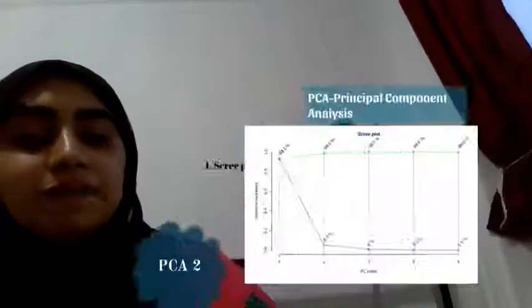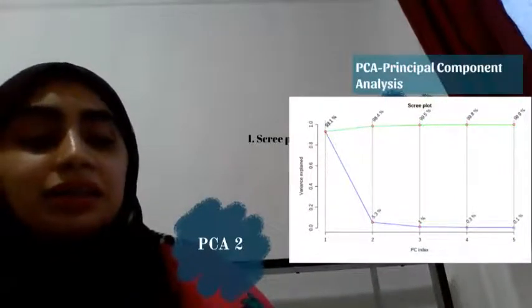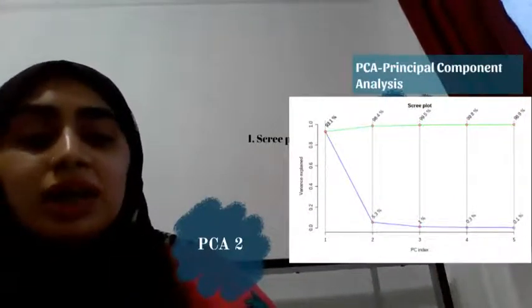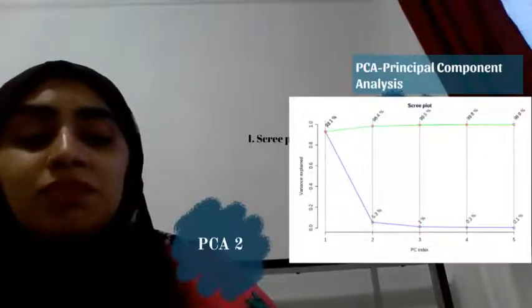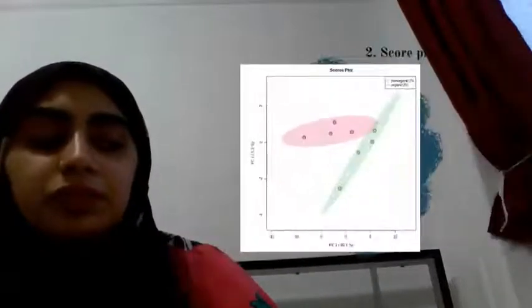Next, after doing this, we did the principal component analysis. For the scree plot, we can see that there's a clear difference between variance number 1 and variance number 2, giving us 93.1%, meaning that a 2D graph is possible.